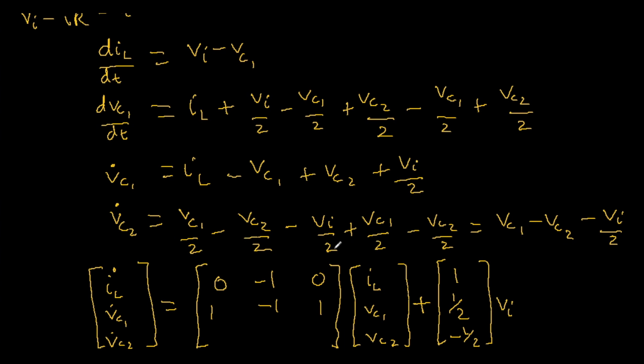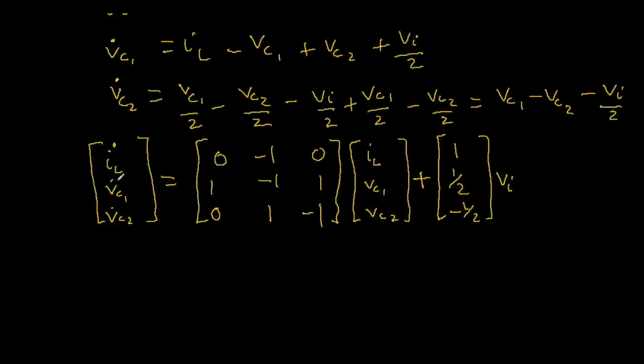We're left with this third row here. VC2 dot is equal to, sorry, this should be a 0. No IL term, then a 1 VC1 term, and then minus 1 VC2. So these are the state equations for the system that we're given up there. These are the state equations, but we are not done yet. We still need to know the output equation.